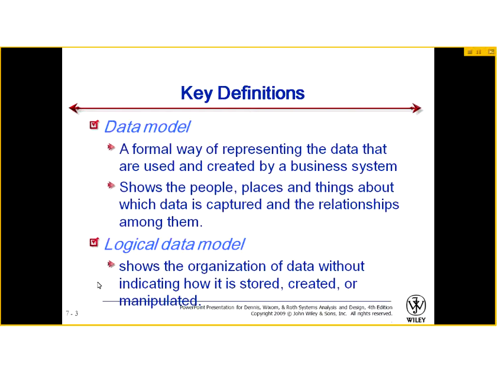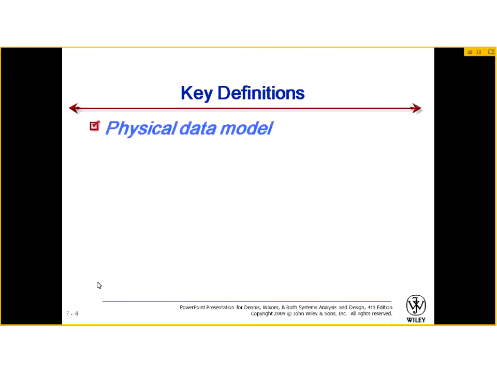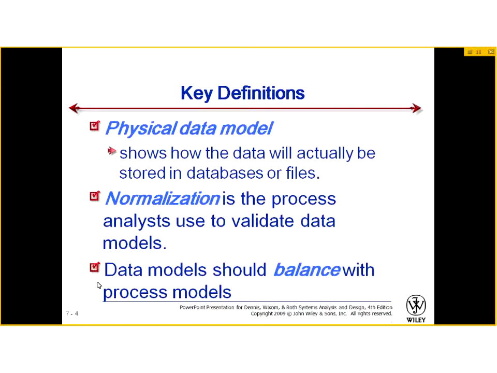There can be two models, logical and physical. Logical shows the organization of data without indicating how it is stored, created, and manipulated, whereas the physical data model shows how the data will actually be stored in databases and files. After making your data model, after making your entity relationship diagram, which we'll be talking about in a short while, we perform the process of normalization, which is used to validate your data model. You want to check whether your data model is correct or not, so for this purpose, you perform normalization.